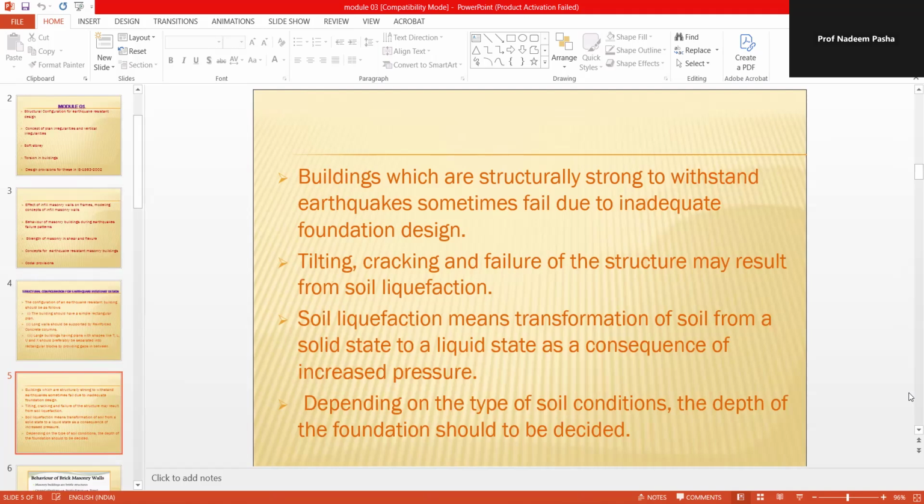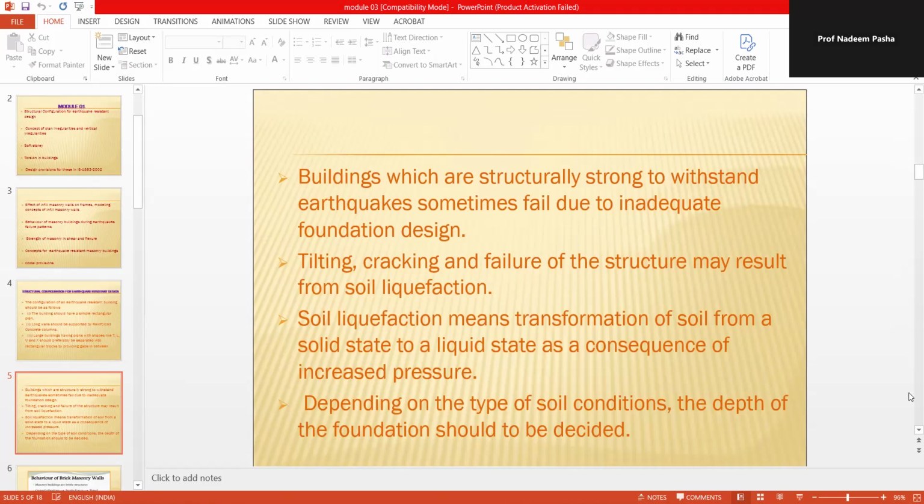Tilting, cracking, and failure of the structure may result from soil liquefaction. Soil liquefaction is also a very important parameter. So the tilting, cracking, and failure of the structure: how are tilting, cracking or failure occurring due to soil liquefaction? So soil liquefaction you also have to consider very much.